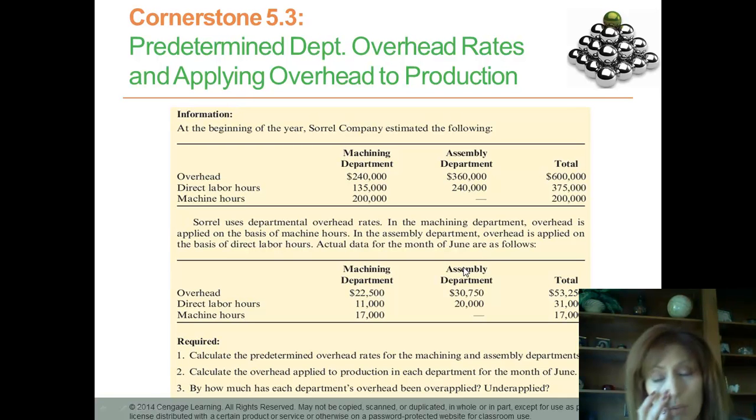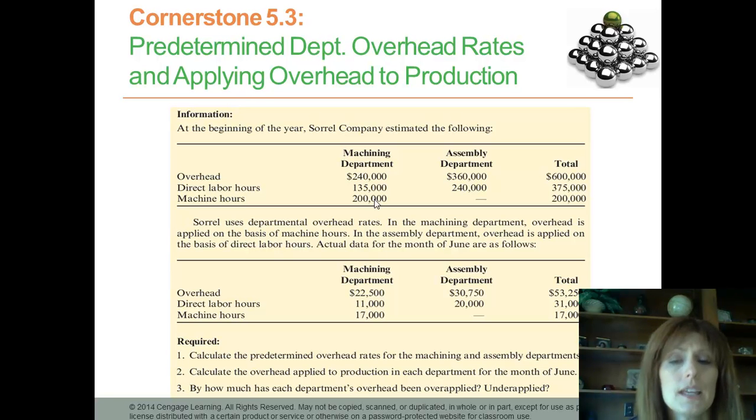Now what you have to watch on your homework problems and any test questions for this type of problem is what the drivers are, because the drivers will probably change between departments. So you see right here this line. In the machining department, overhead is applied on the basis of machine hours. In the assembly department, it's applied on direct labor hours. So you have to take one department's overhead and divide it by one thing, and take the other department's overhead and divide it by something different.